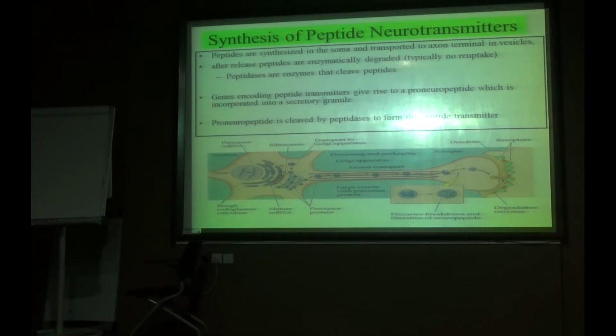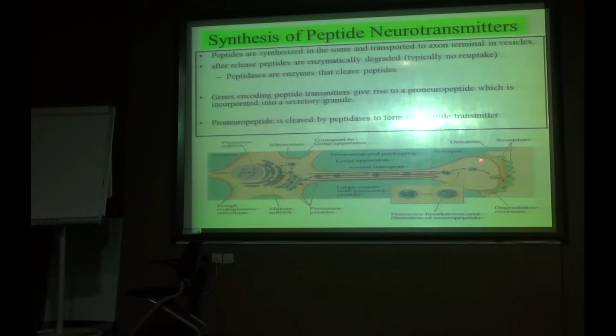Okay, what is the difference between the synthesis of a peptide and a neurotransmitter? Then we'll see the difference. Peptides are synthesized in the soma, the cell body, and then transported to the axon terminals in small vesicles. They reach the terminal body, and from there they burst out and release the neuropeptide into the synaptic cleft. There are some enzymes which break this, and then they release this content into the synaptic cleft.